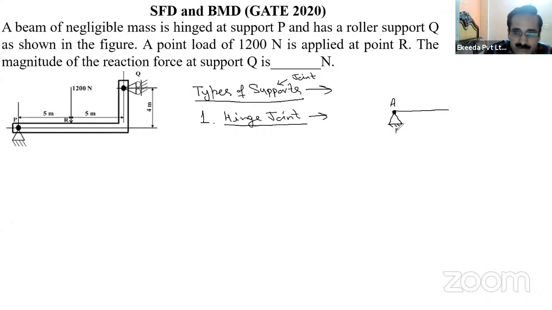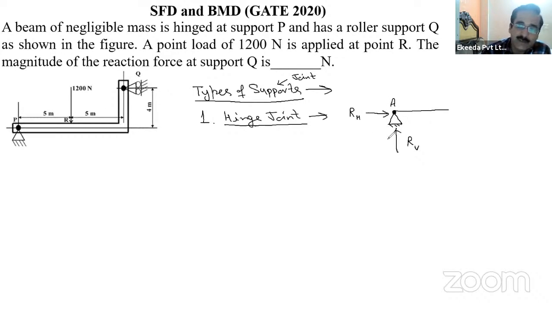There is some reaction force acting from the bottom side, which stops point A from moving in the vertical direction. And there is also a horizontal reaction. This is RH, the horizontal reaction, and this is RV, the vertical reaction. So two reactions are there. It is not allowing the movement of point A in either the horizontal or the vertical direction, but you can rotate, right?